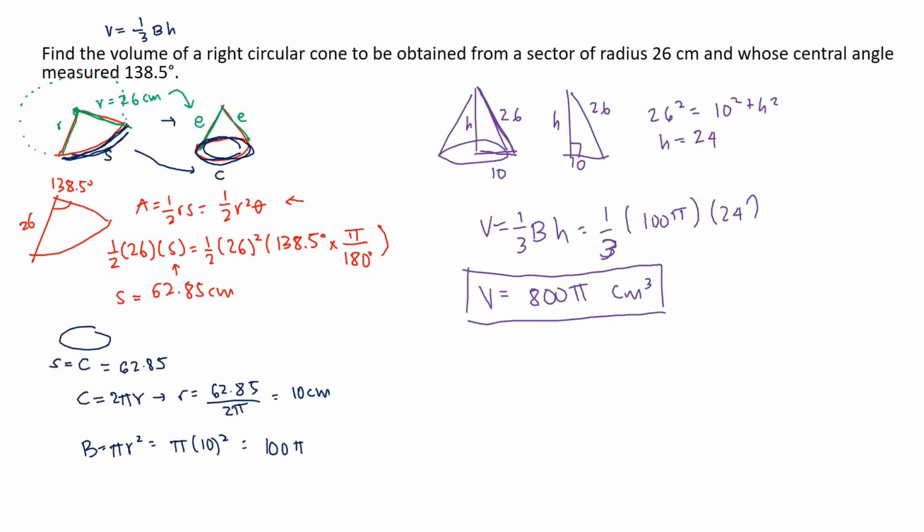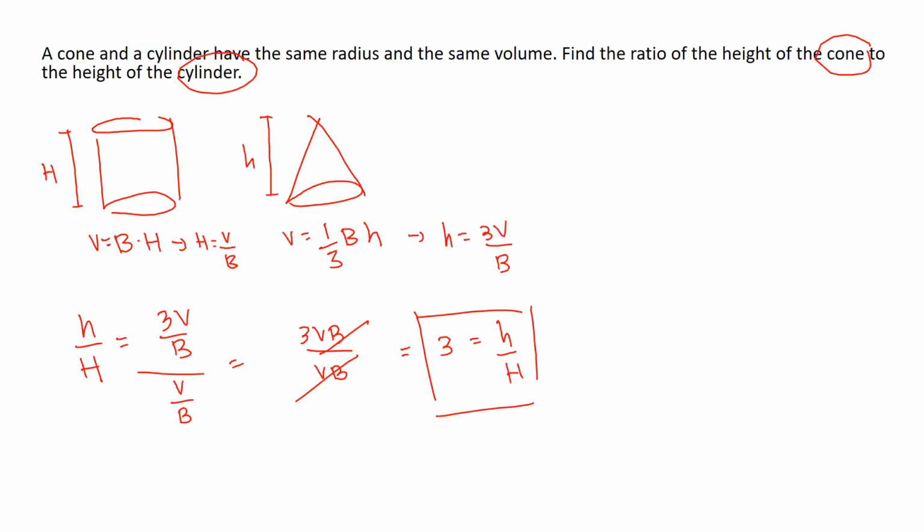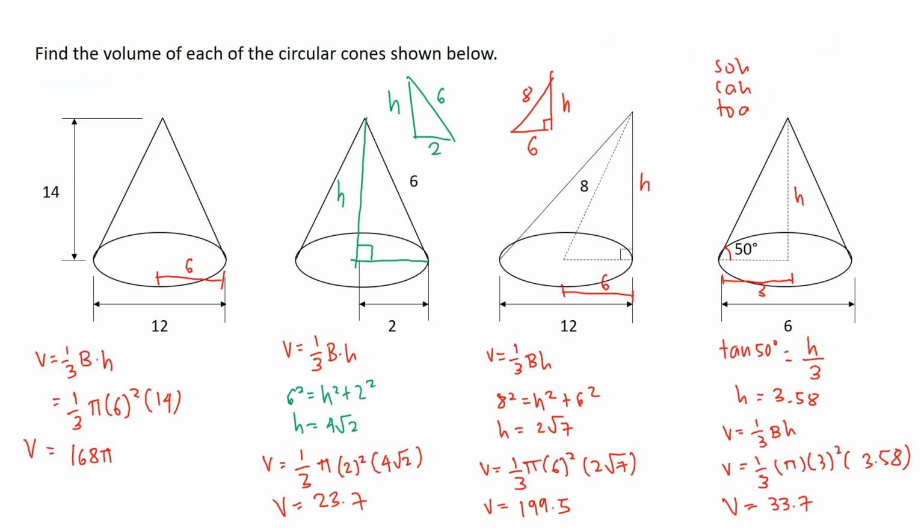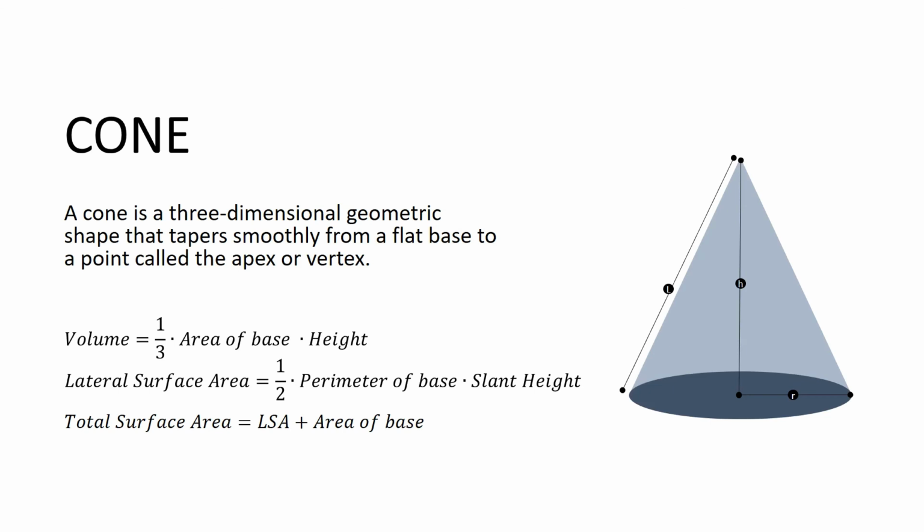Okay, so that's all for cones. Cones are very easy, class, because the formula is simple. 1/3 area of base times height. The lateral surface area is 1/2 perimeter of base times the slant height. So, be mindful of that: 1/3 and 1/2, and the slant height for the lateral surface area. You just have to be very careful.